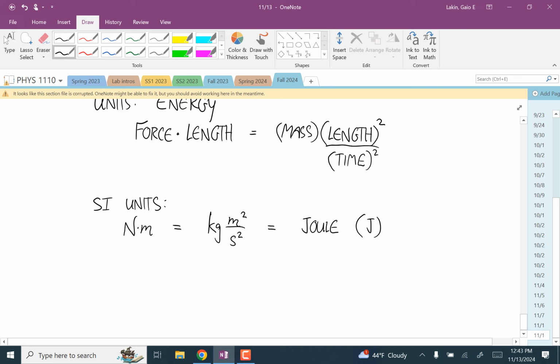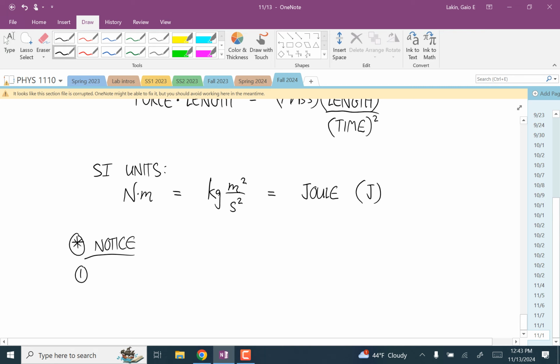Okay, so here are some things to notice about kinetic energy. So first, as an object's speed increases, its kinetic energy increases. The same is true of mass, but for the most part, objects' mass doesn't change. But as the speed increases, its kinetic energy increases.